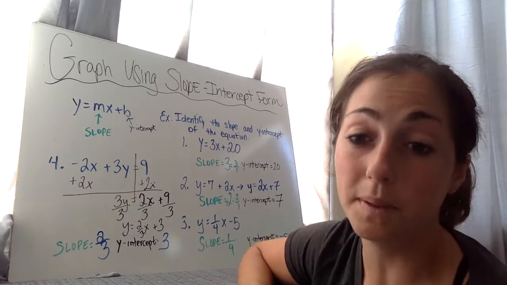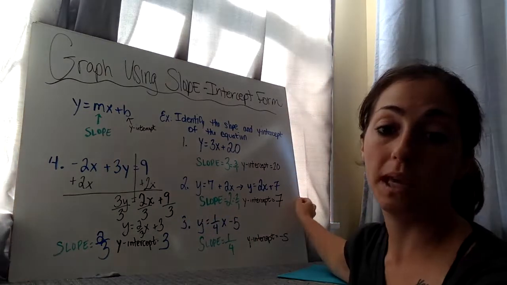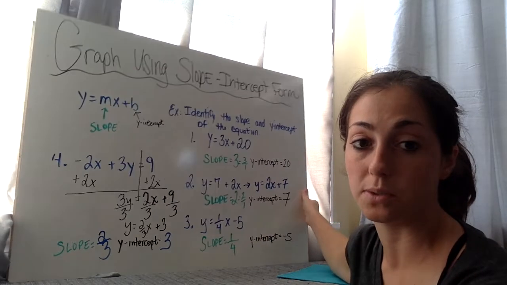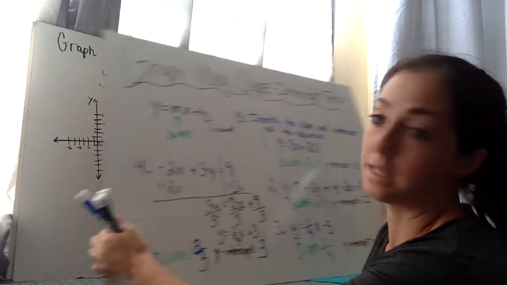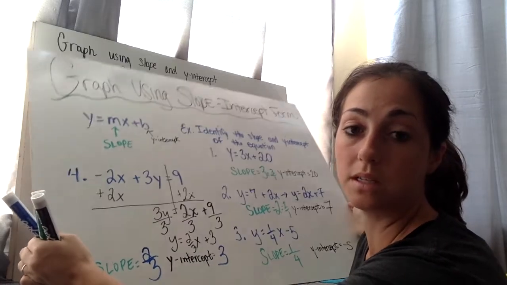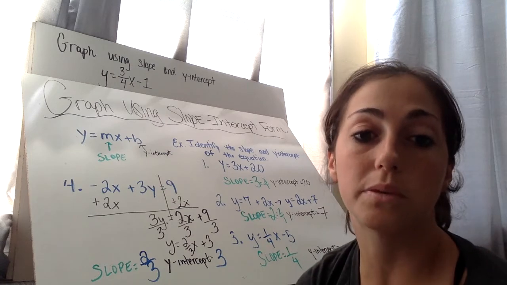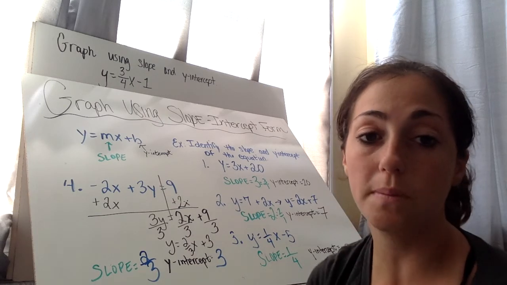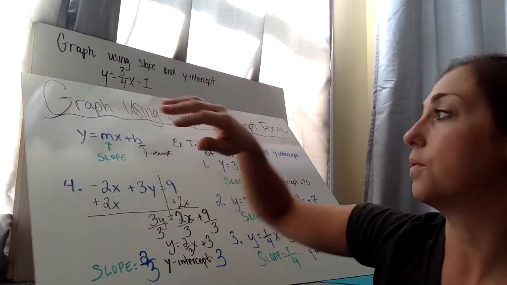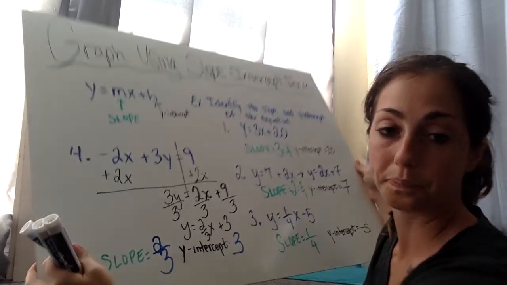All right, this is probably one of the hardest parts of the lesson. Start making a coordinate plane because our next example deals with that. It says graph using slope and y-intercept. Here's my equation. Y equals 3/4 x minus 1. Start making a coordinate plane, and then we're going to talk about the whole problem.